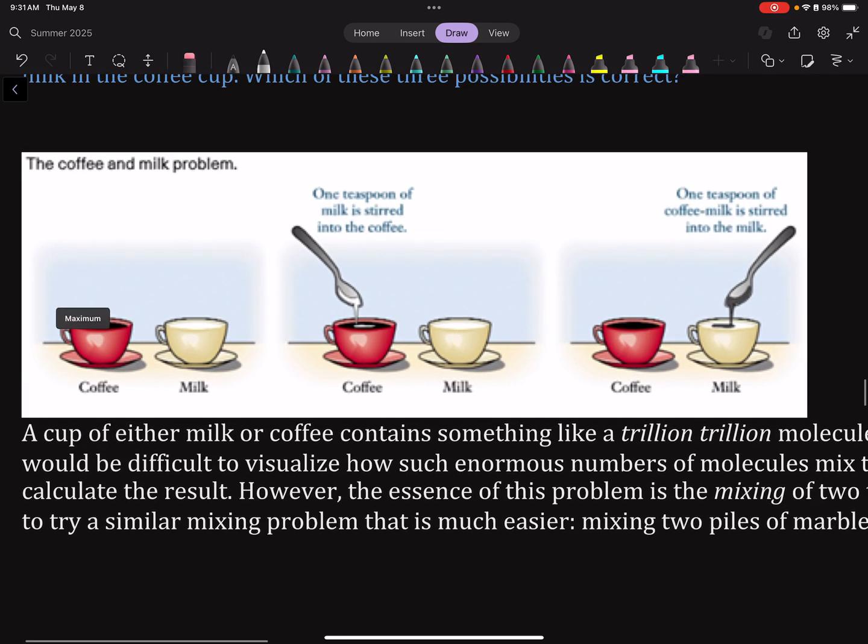So this is what we're doing. We have 2 cups, coffee and milk. We take a teaspoon of milk, put it in the coffee, and then we take a teaspoon of the coffee and put it back in the milk.